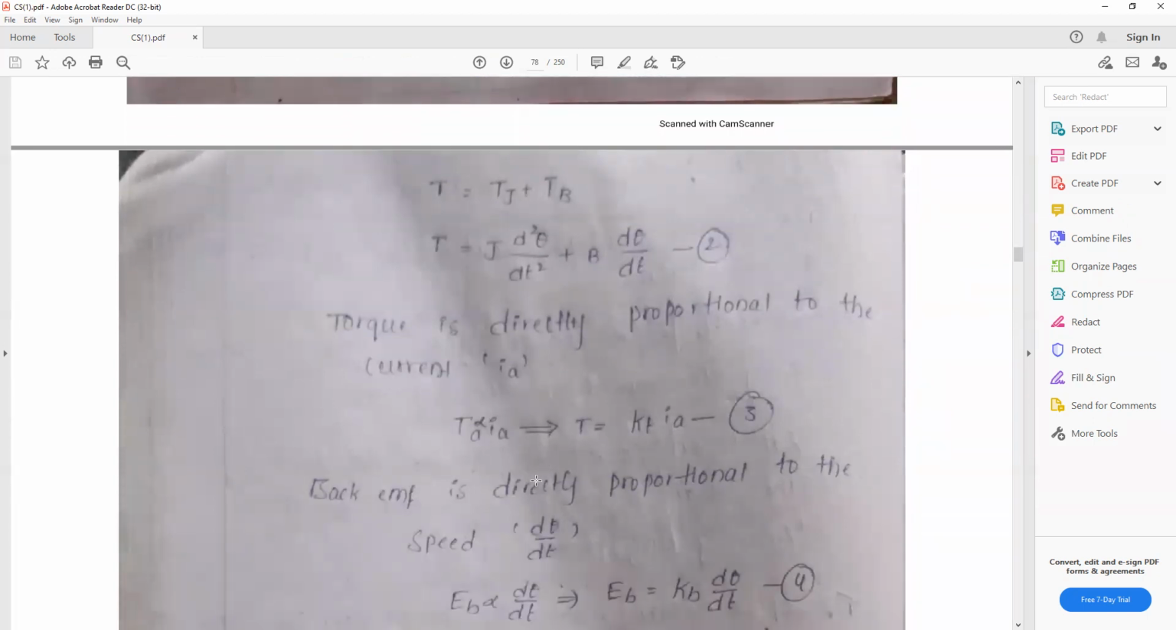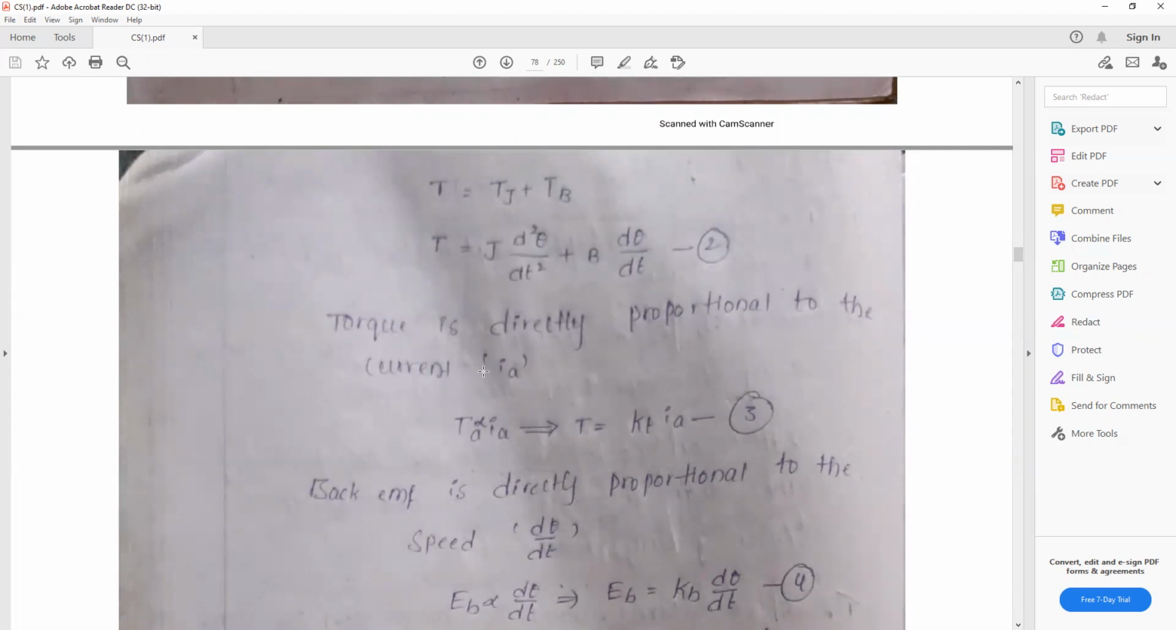The first equation is apply KVL at the armature loop. For the connecting load J and B, the opposing torque due to moment of inertia is directly proportional to the angular acceleration. What is angular acceleration? d square theta by dt square. The frictional coefficient opposing torque is proportional to angular velocity, so B into d theta by dt.